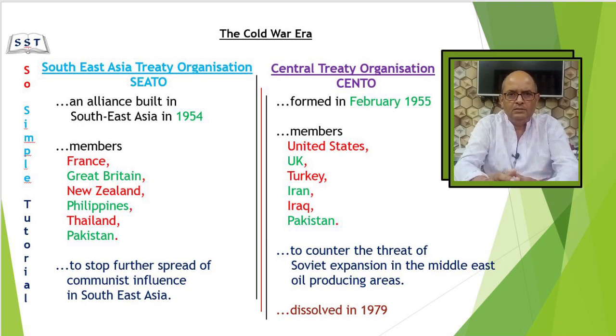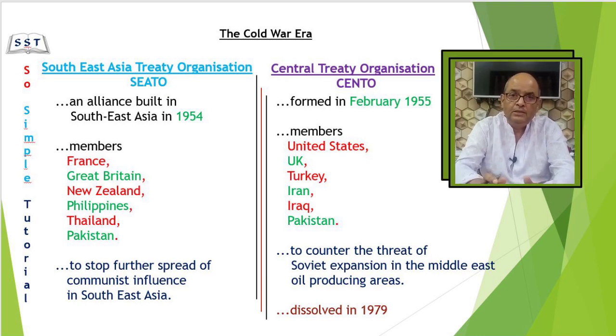Another similar alliance that was formed in the Middle East by the US was CENTO, Central Treaty Organization. The objective was to counter the threat of Soviet expansion in the Middle East oil producing areas. It included Turkey, Iran, Pakistan, UK and of course the US. Now, to counter this move, Soviet Union and the Communist China started to develop close relations with regional countries like North Vietnam, North Korea and Iraq.